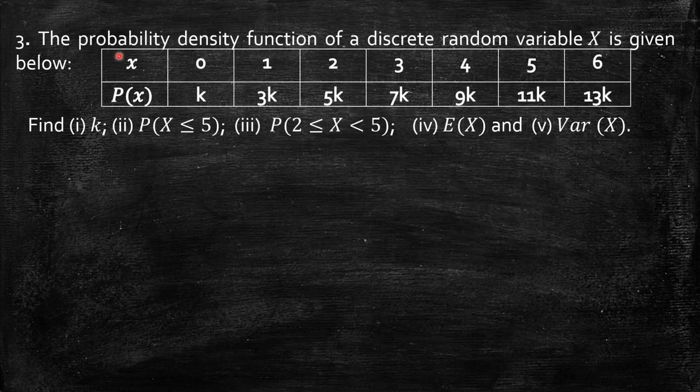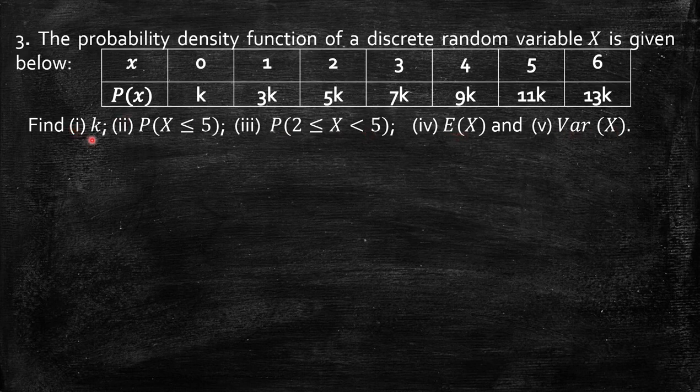Next, problem 3. The probability density function of a discrete random variable x is given below. It is given with x varying from 0 to 6 and the corresponding probability function in terms of an unknown k. We need to find k, the probability of x less than or equal to 5, the probability of 2 less than or equal to x less than 5, the expectation of x, and the variance of x.